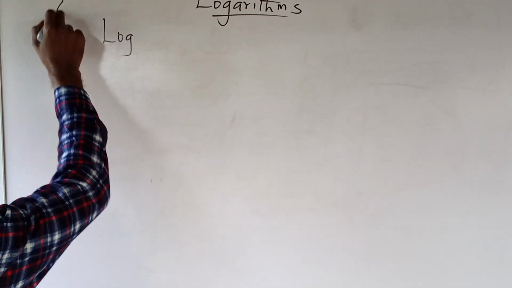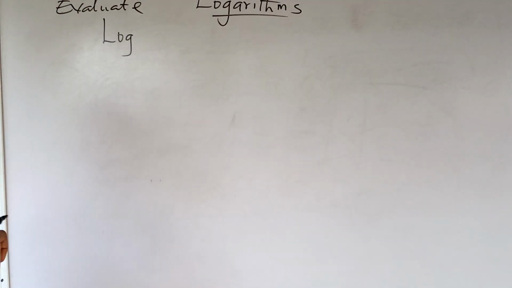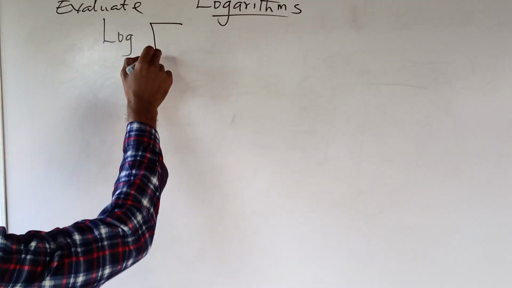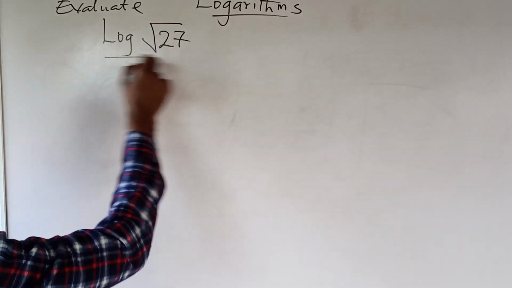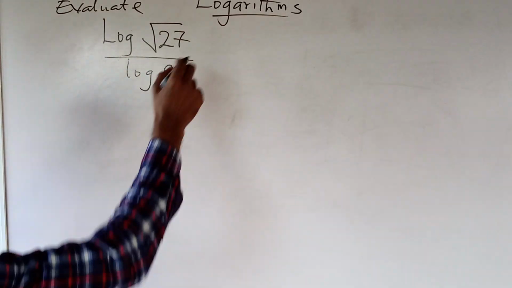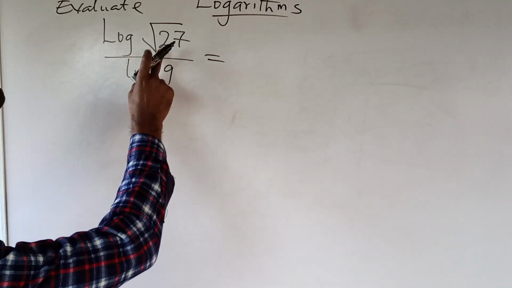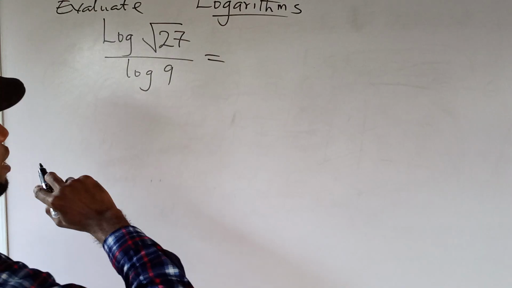Evaluate log square root of 27 all over log 9. So you should be able to solve something like this. Now to evaluate this log, we are going to have something like this.